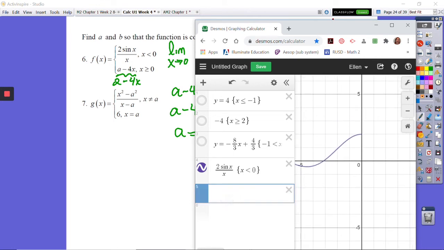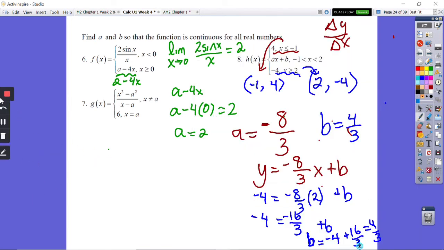And so then my other equation will be 2 minus 4x. And it looks like it connects just fine. x is greater than or equal to 0. Okay, so that looks like it worked. So that's the idea. So I can check that it worked there. Go ahead and take a minute, pause the screen, and try 7.